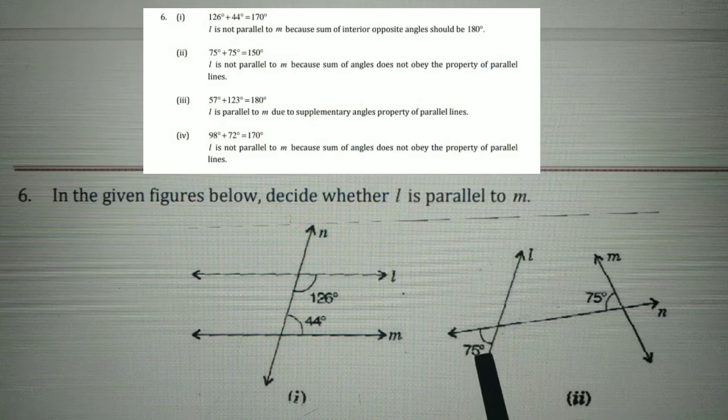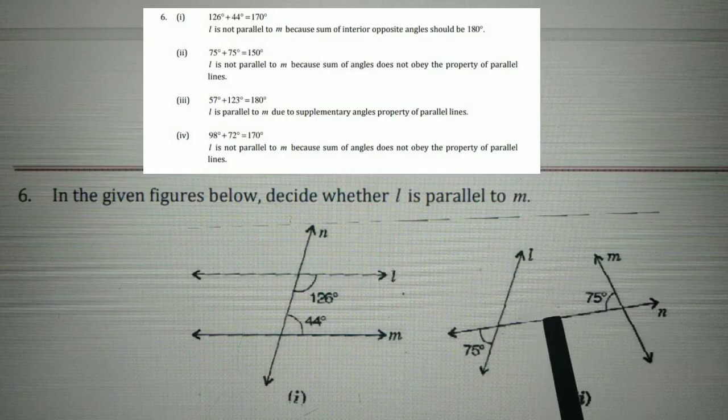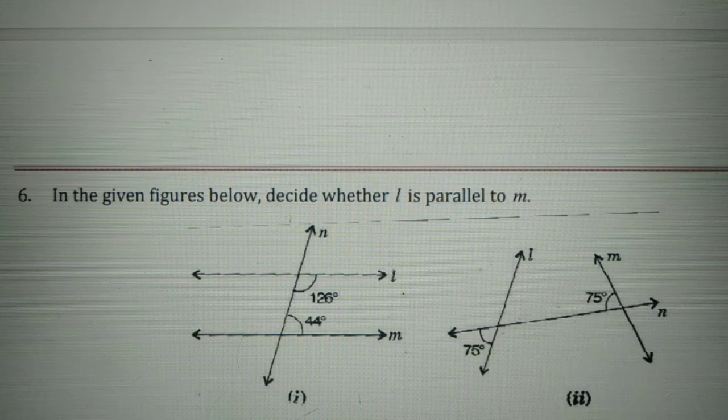Now this is 75, opposite to this angle. This is also 75 because of vertically opposite angles. You can give names to these points and name the angles. So 75 plus 75, we have to add these angles. So when we get the answer, the addition is 180, the lines are parallel, otherwise the lines are not parallel. Alright. So for this, the lines are not parallel.